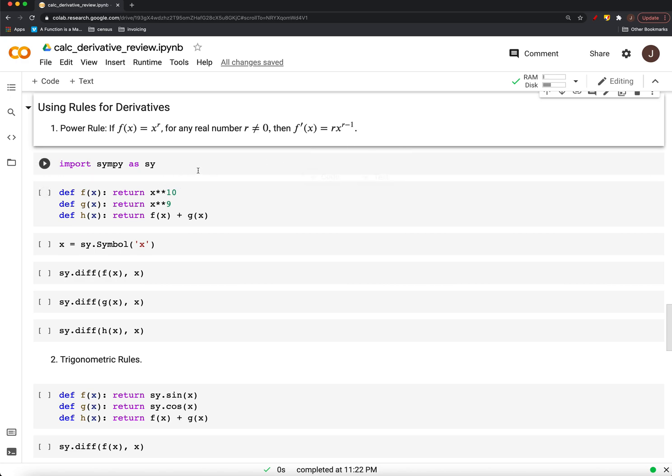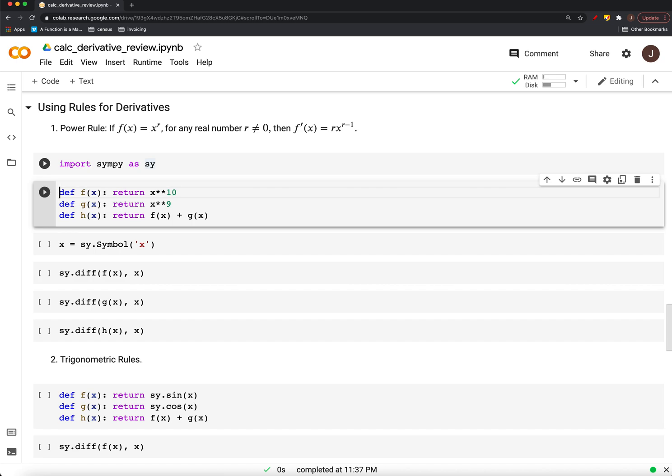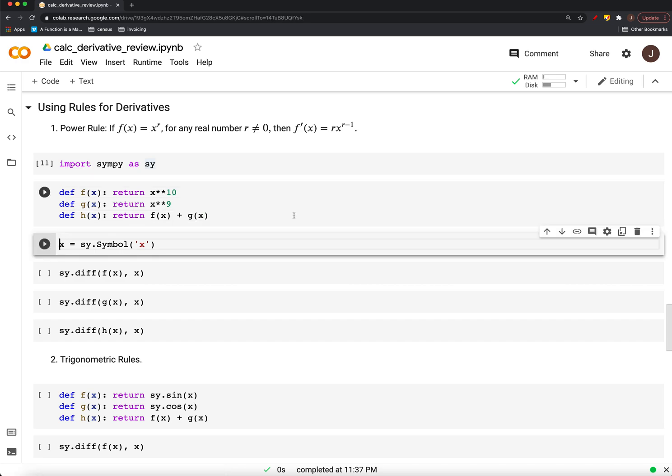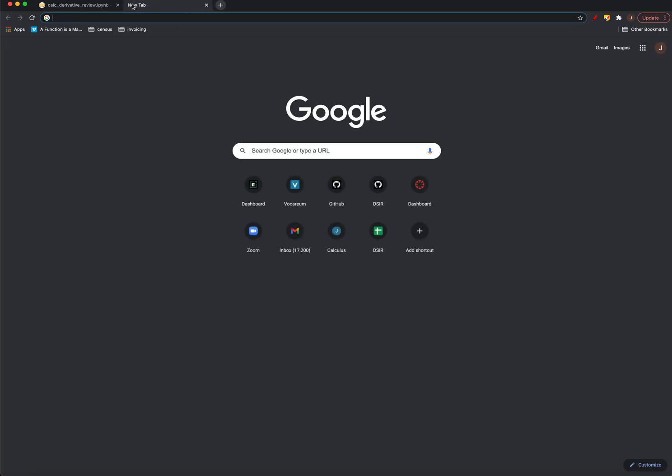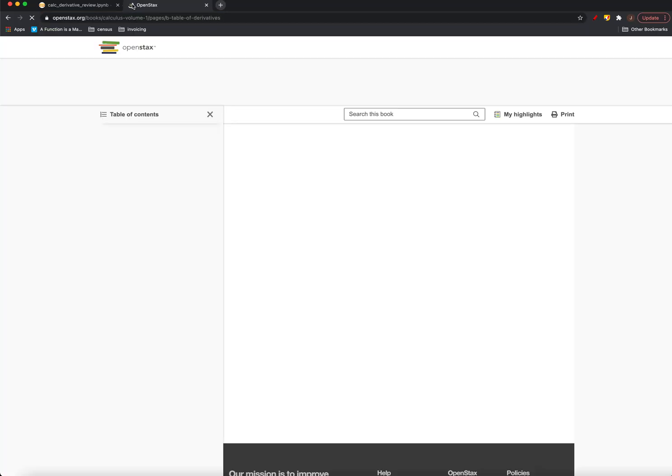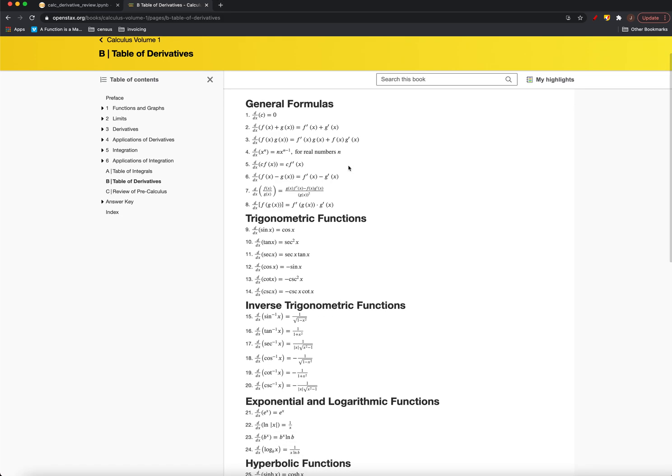All right, so for example, if we had the function f of x equals x to the 10th, or g of x equals x to the 9th, or h of x equals x to the 10th plus x to the 9th, and we wanted to find their derivative. One thing that we could do is look these up in something like a table of derivatives. This is an example from the OpenStax text. We have our formulas, and then we would just use these formulas based on the function, whatever f is. Maybe we have a second function g, and so on.